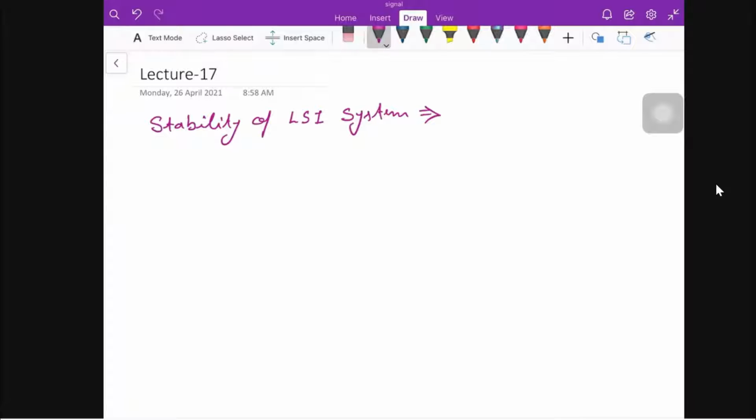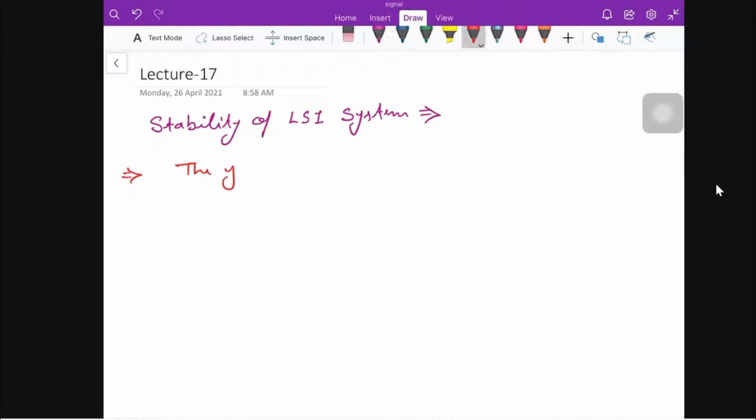So this is lecture 17, and in this lecture we are going to discuss the stability of the LSI system. Suppose you have an LSI system and you have to find out whether it is stable or not. All of you know the condition of stability. In the previous lecture I have already told you that your system should be bounded input, bounded output, or you can write it down.